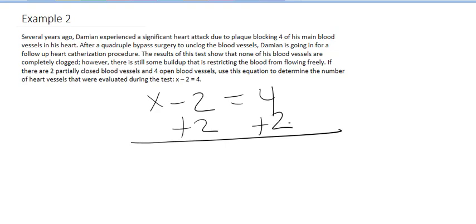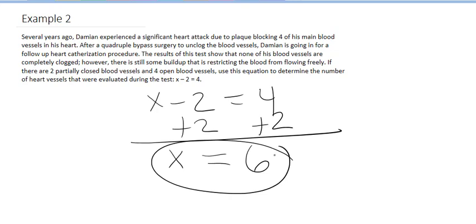So minus 2 plus 2 will give us 0. So we can just essentially write x. And then 4 plus 2 is 6. So our answer is 6 of his blood vessels are being evaluated.